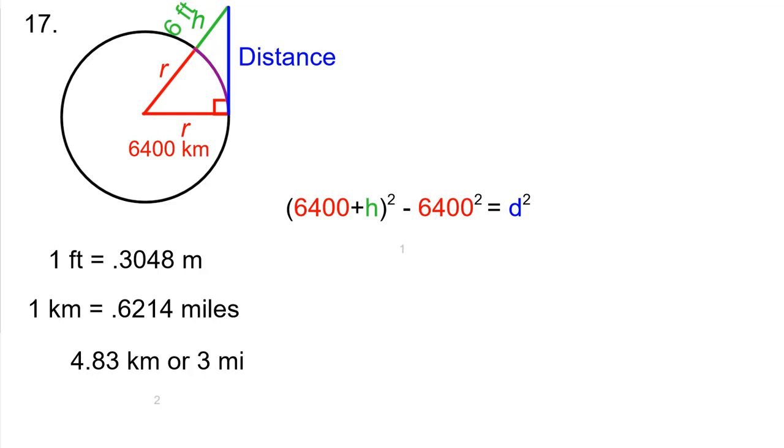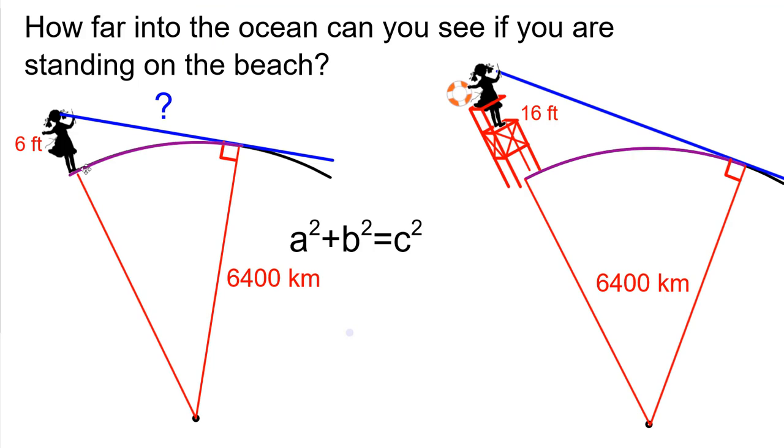So that's kind of cool. Let me go back to the visual because it's kind of nice to look at. So if your eyes are 6 feet above the ground, which mine are close to, how far can I see into the ocean? Well, I can see a distance of approximately, we just found, 3 miles, which is kind of cool.